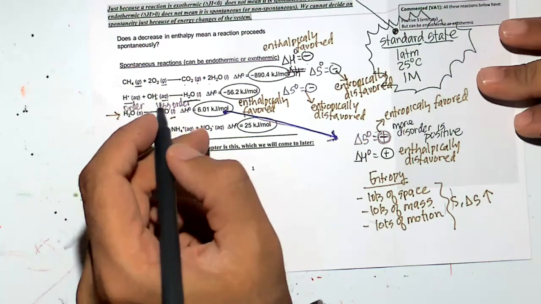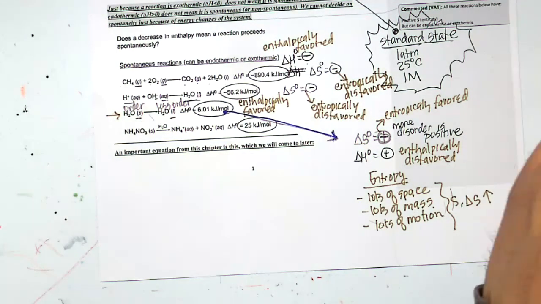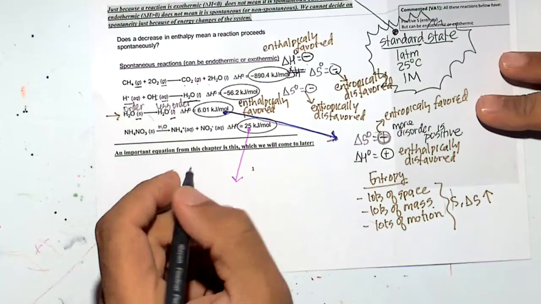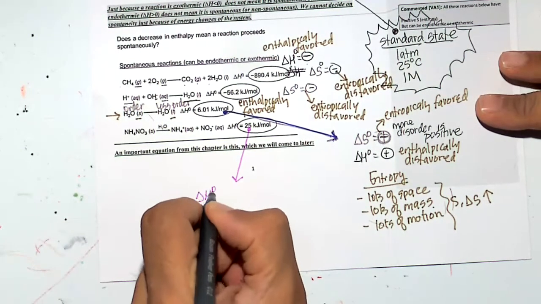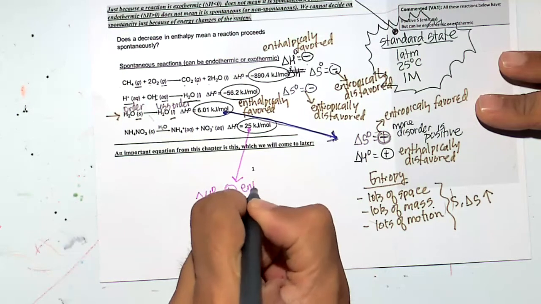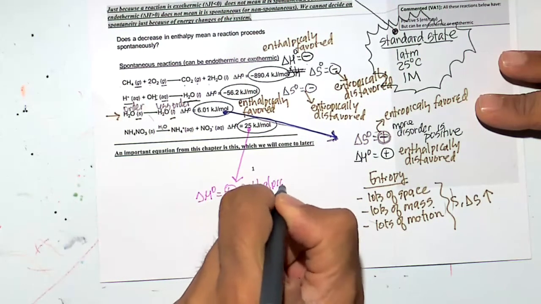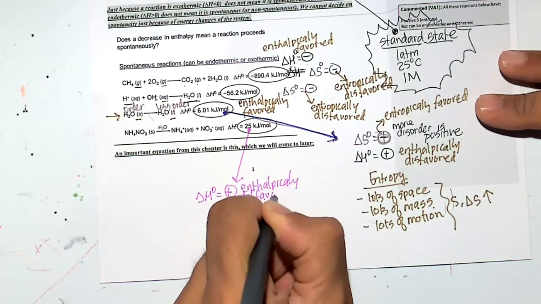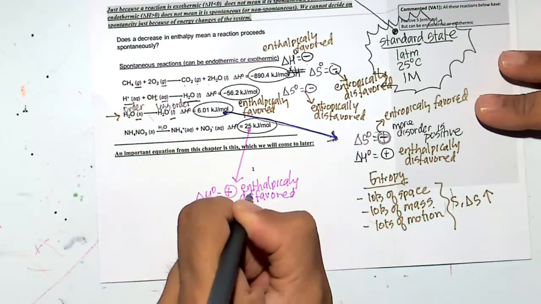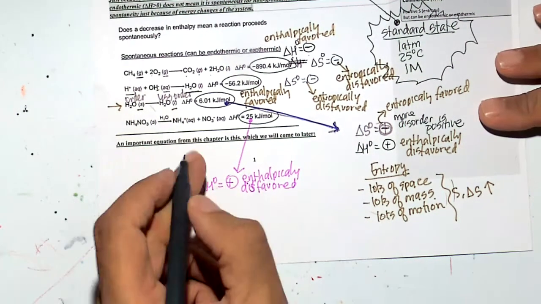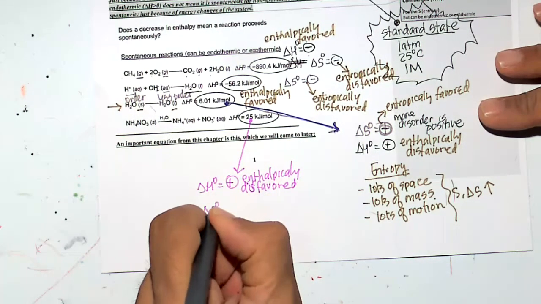All right, our final thing here. This time I hope to get it right. All right, reaction four. Delta H is positive. What does that tell you? Endothermic, so enthalpically, is it favored or disfavored? Disfavored. You're going to need some heat to get this reaction to go. Very good. What about the delta S, though?